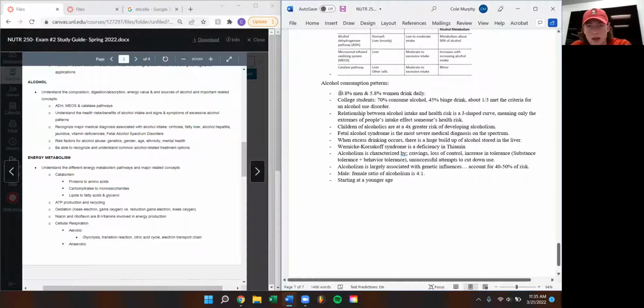So yeah, knowing percentages can kind of help you piece together the information. So with questions on the exam, you'll be able to understand what it's asking, and this is going to help you have a better understanding of the information. And then knowing college students, a whopping 70% consume alcohol, and of that, 45% of these college students are binge drinkers, and about a third, I think it was 31%, met the criteria for an alcohol use disorder.